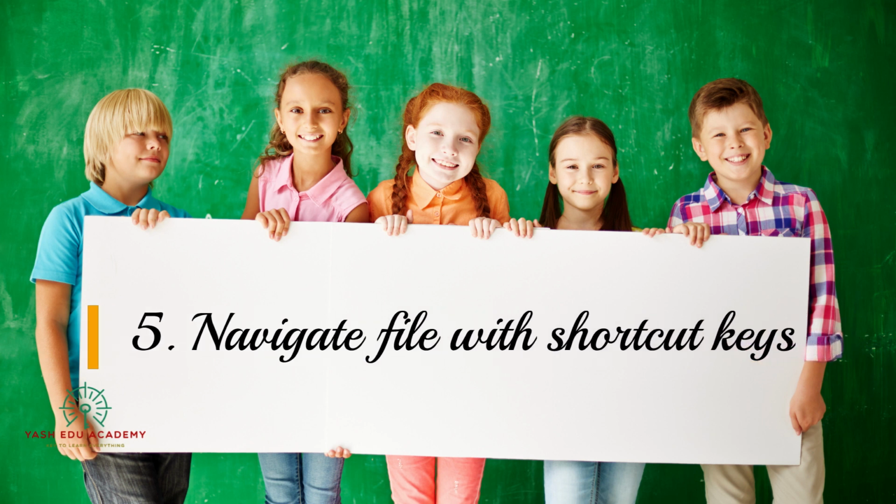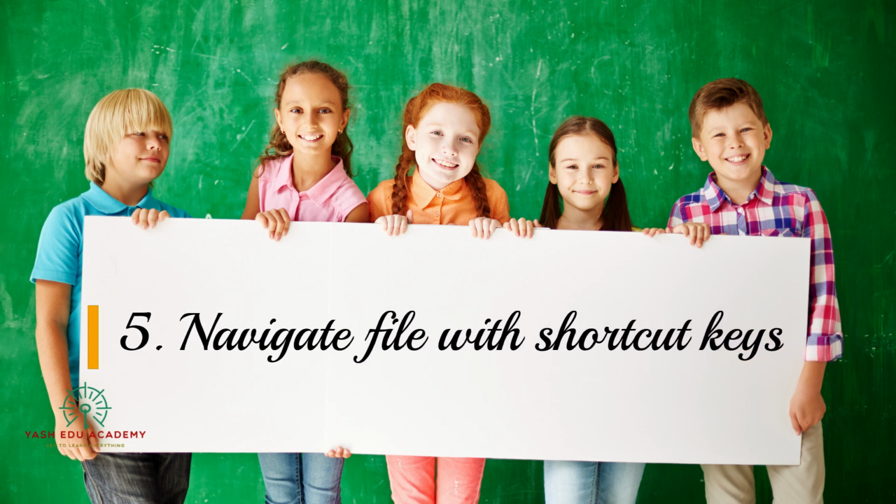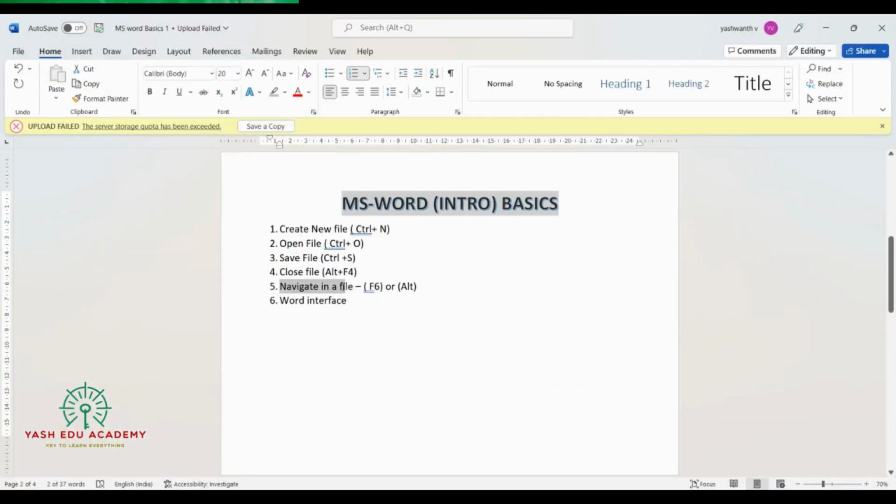Fifth one, navigate a file with shortcut keys. By this method we can easily operate MS Word only with the keyboard. Press F6 or the Alt button, in which they pop up or highlight the individual tabs with specific alphabets. With the help of those letters and numbers we can easily navigate all over the window in MS Word. Here you can see I'm navigating MS Word from the toolbar to the below page count region. My selections are highlighted by the box.